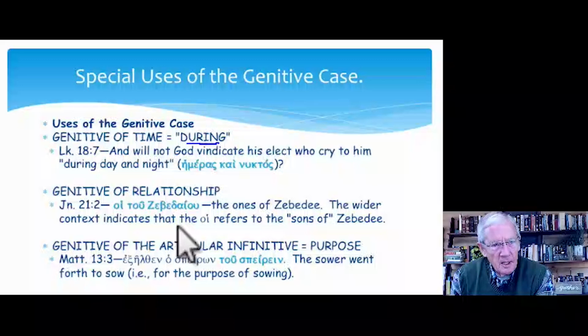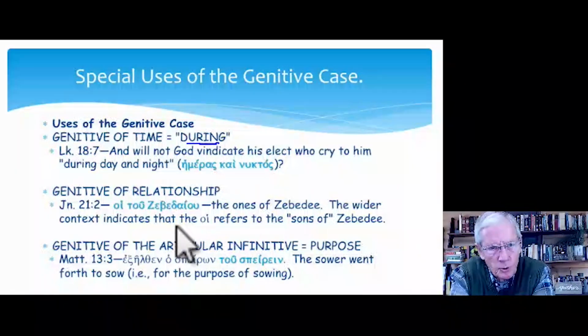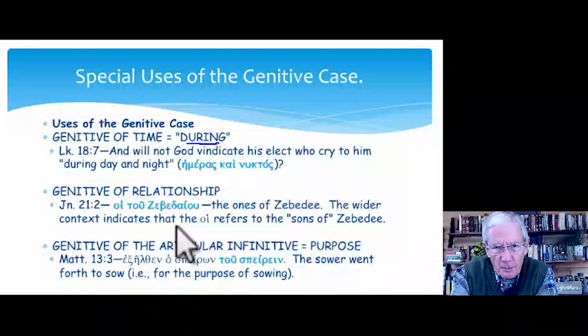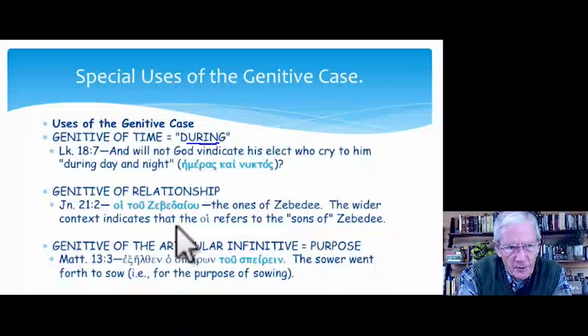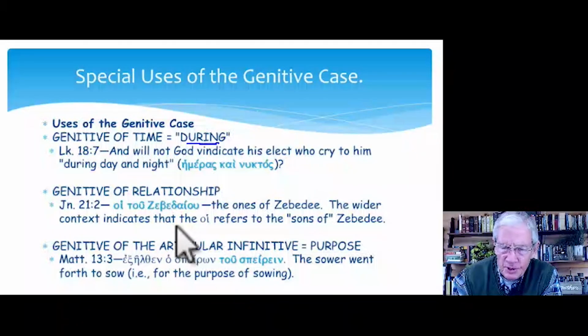All right, John 21:2, we have a genitive of relationship, hoi tou Zebedaiou, the ones of Zebedee. Now, the wider context indicates that the hoi, the ones, refers to the sons of Zebedee.